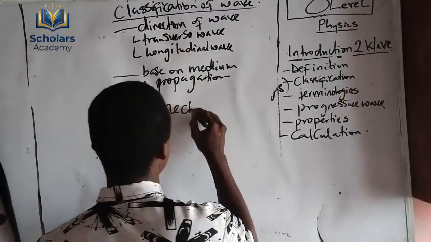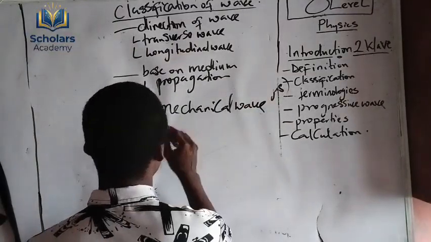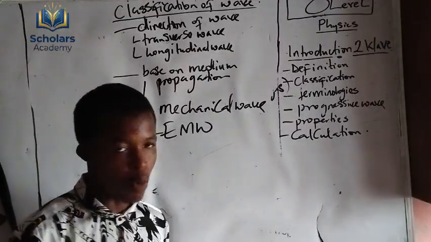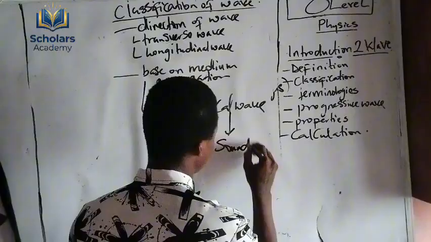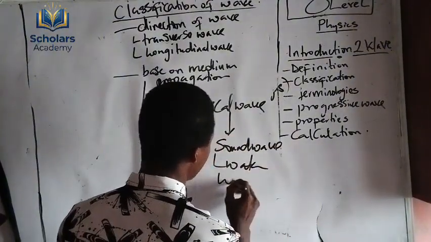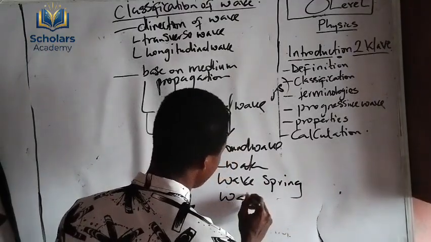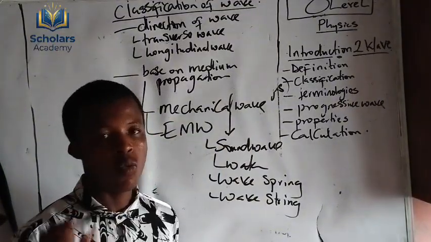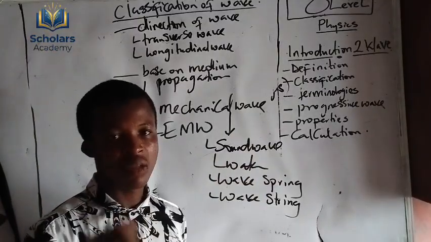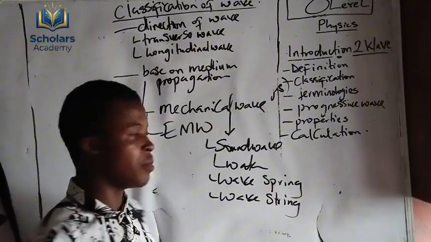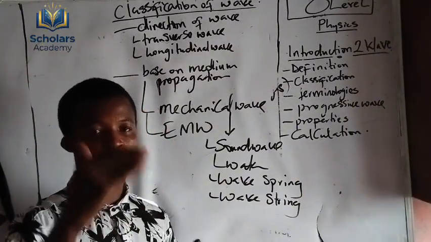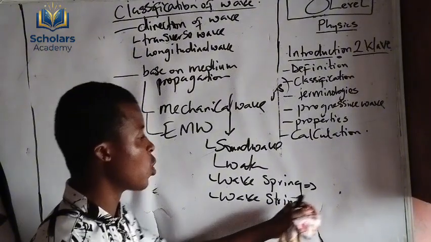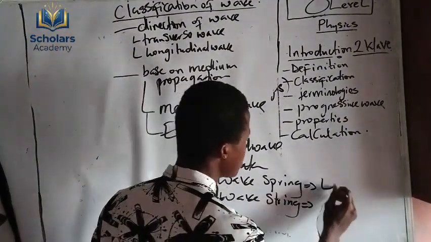So there is mechanical wave and electromagnetic waves. Mechanical waves, as I told you, are waves that require a material medium for their propagation. Examples of mechanical waves are the sound wave, the water wave, wave in spring, and wave in string. All these are mechanical waves. For sound wave to be produced, it needs a material medium. For water wave to be produced, it needs a material medium. Wave in spring, like when you draw a spring, the spring will be vibrating. That is the up and down motion. Wave in the spring is longitudinal. Wave in string is transverse. So this is longitudinal, this is transverse.